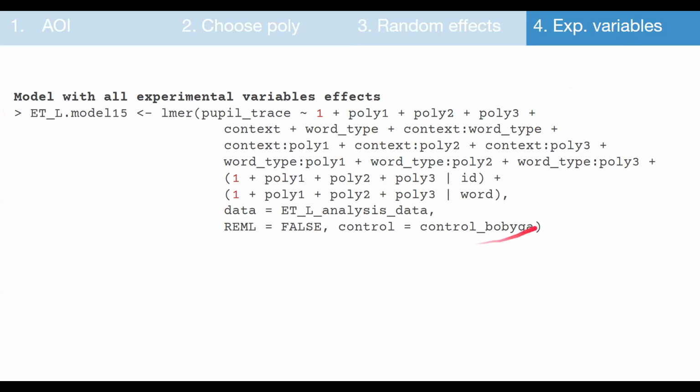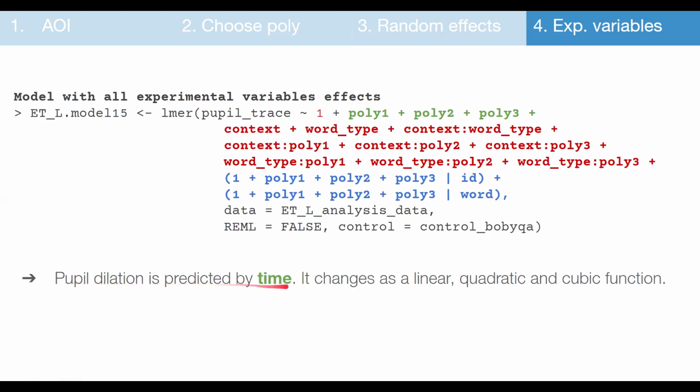So this is the whole model. This is the model with all of the experimental variables and all of the interactions. But let's try to understand what each of these lines mean. So the green part is the part that you have already seen. That is the fact that pupil dilation is predicted by time and that it changes as a linear, quadratic, and cubic function.